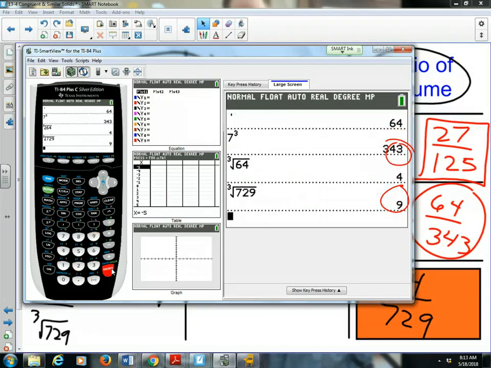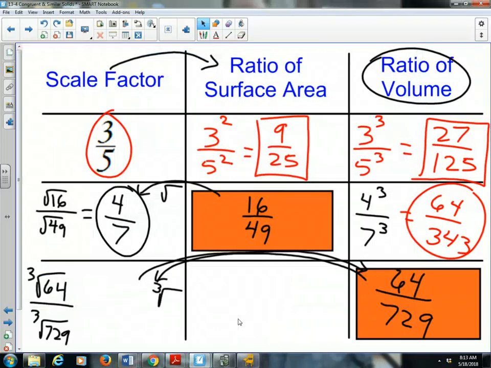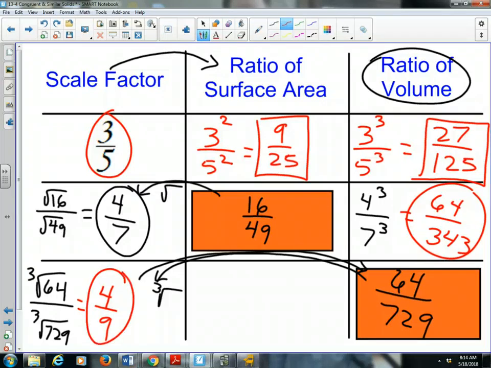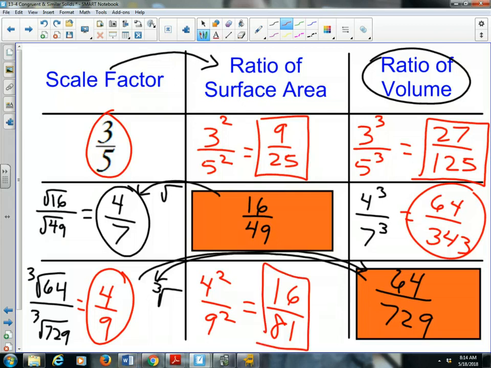So 4/9 is that fraction. So this equals 4 over 9. And that is the scale factor. It's the ratio of the corresponding side lengths. So knowing that, we can now find the ratio of the surface areas. It is 4 squared over 9 squared, 16 over 81. All right, now let's see how we can apply that to some actual problems.